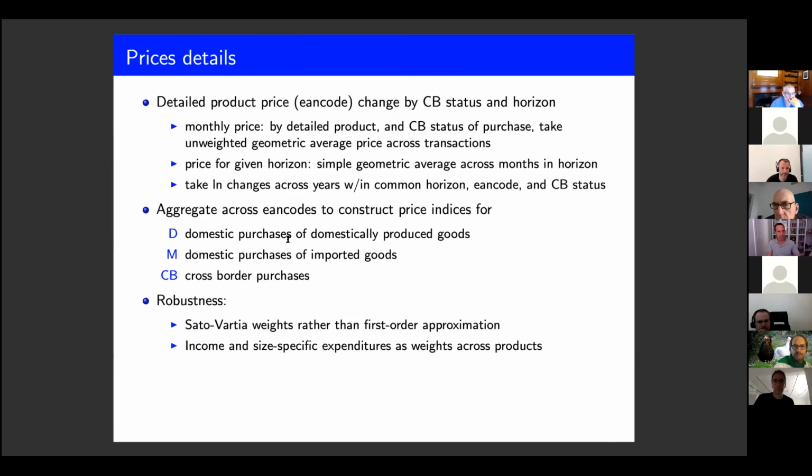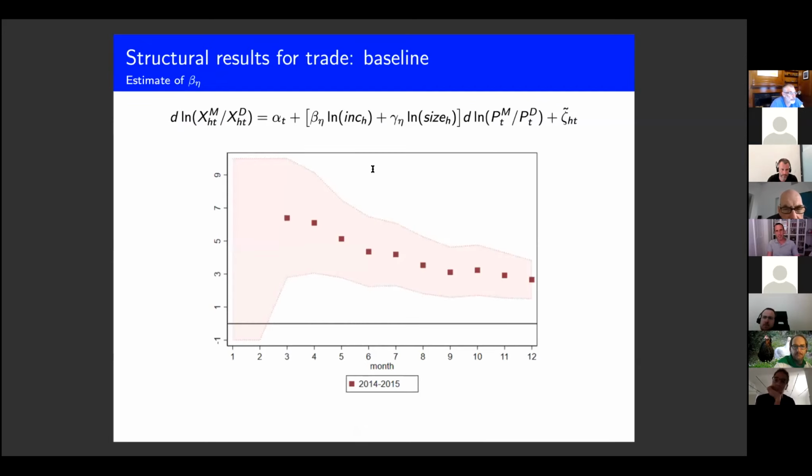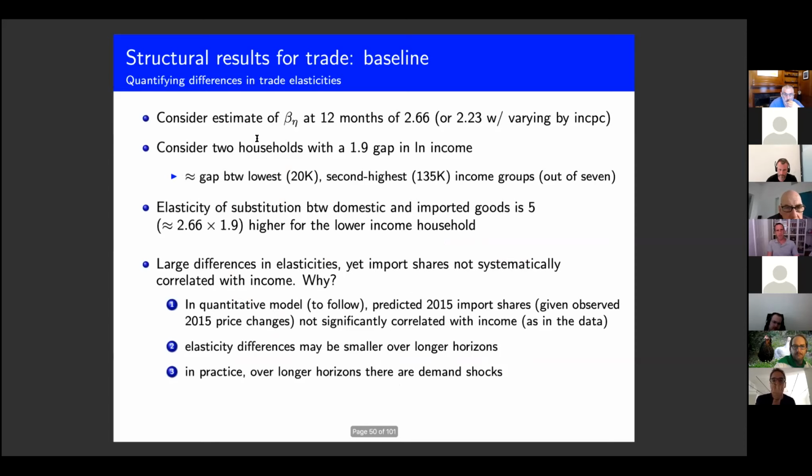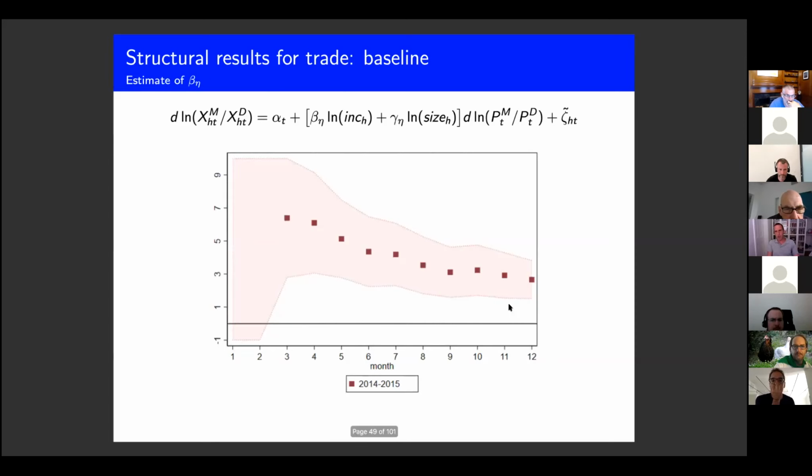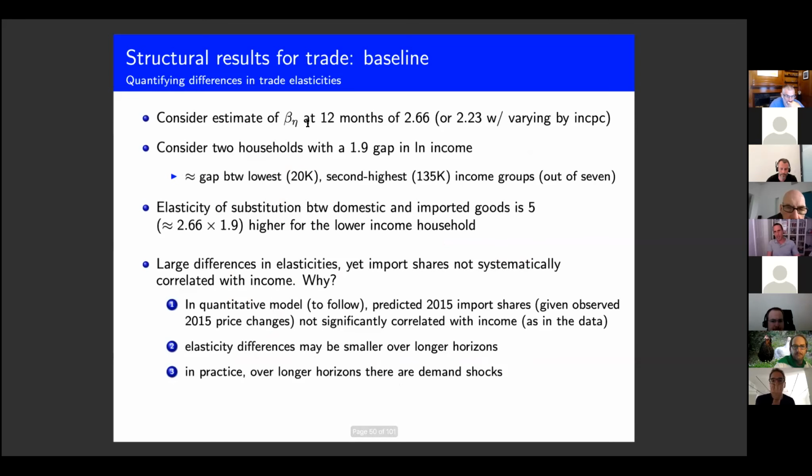I'm going to have to skip all these details because I have less than 10 minutes. So let me just show you, given the prices that we construct, these are the elasticities that come out. These are estimates of beta n, again for different horizons. In the first 2 months, we get huge positive or negative numbers, so we cannot tightly estimate that. But for horizons over 3 months, these positive betas are pretty tightly estimated, or at least they're far from zero. How do we interpret them? Consider the beta of 2.66 here at the 12-month horizon. This is like taking the full year.